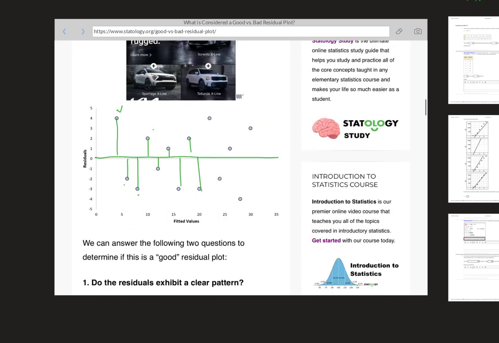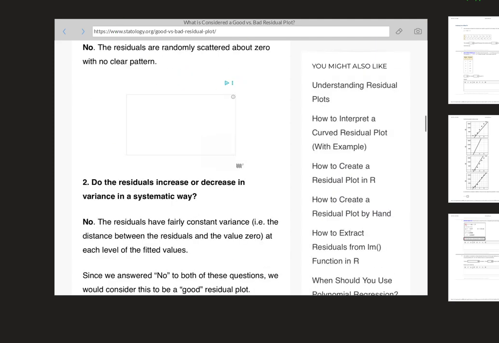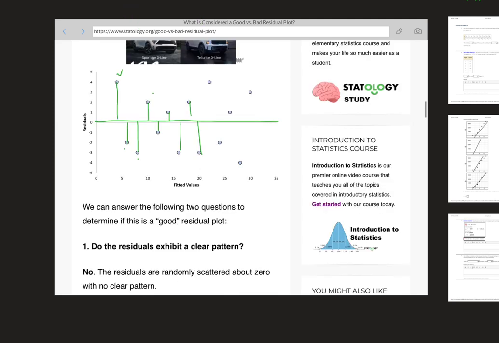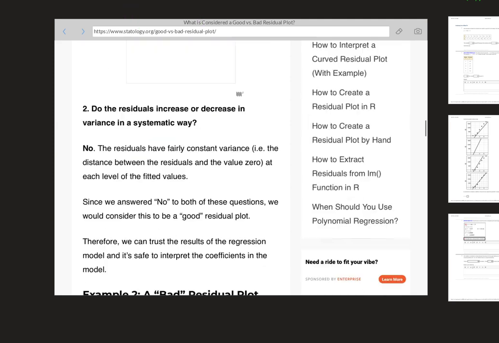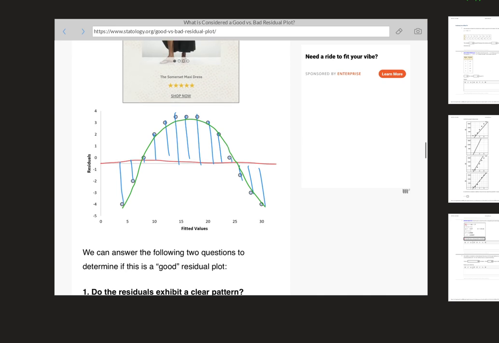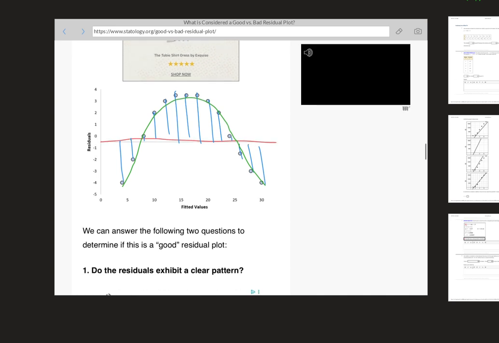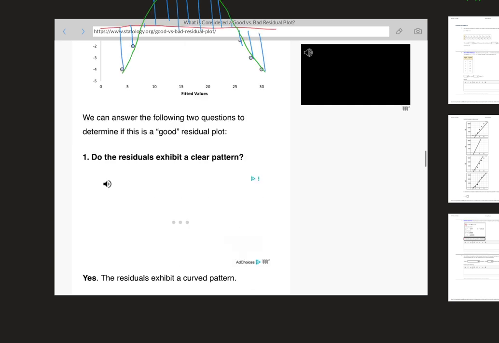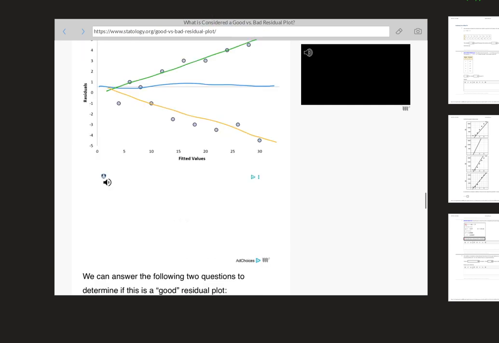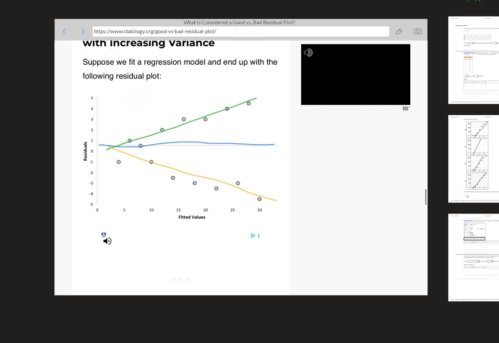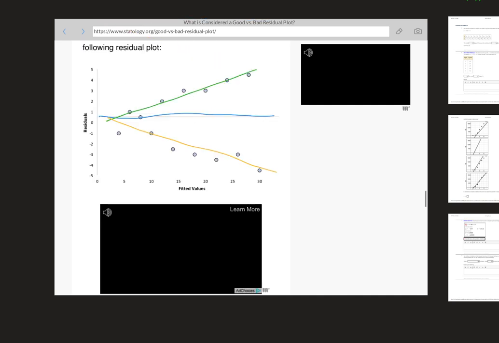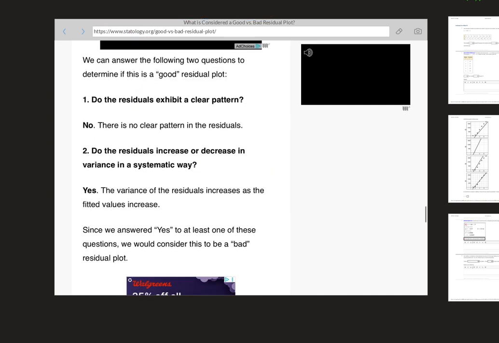Just think this one's good because there's no clear pattern, okay? And it's also good because there's no increase or decrease in a systematic way. This one's bad because there's clearly a pattern and there is a systematic increase or decrease. This one is bad because while there is no clear pattern, like a curve, there is definitely a systematic increase or decrease. In fact, it had both. Okay?